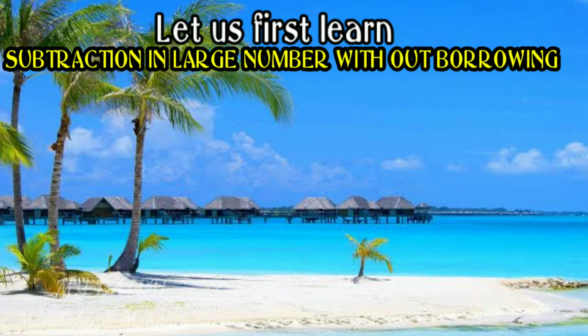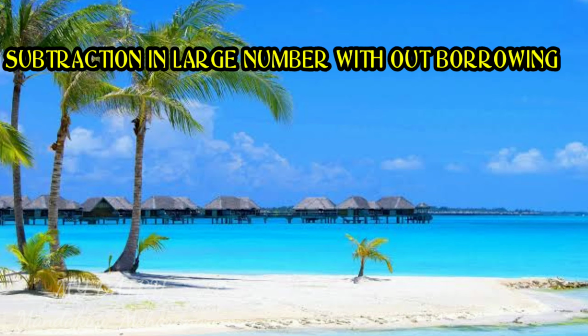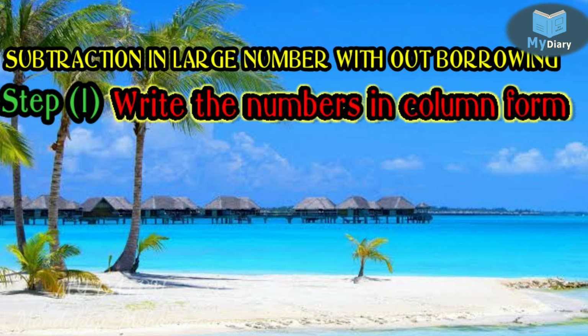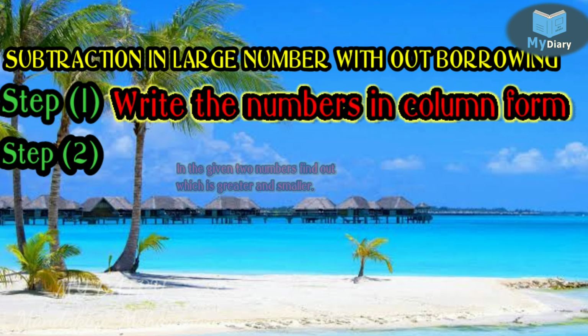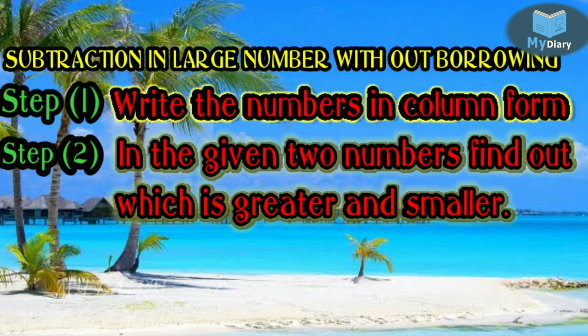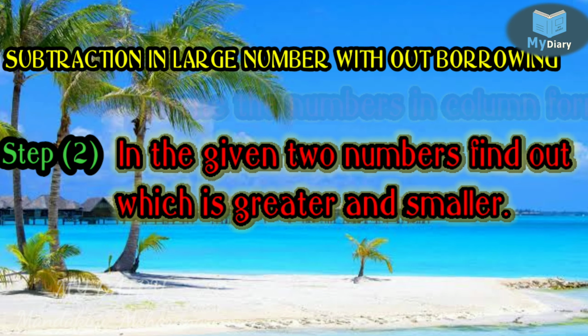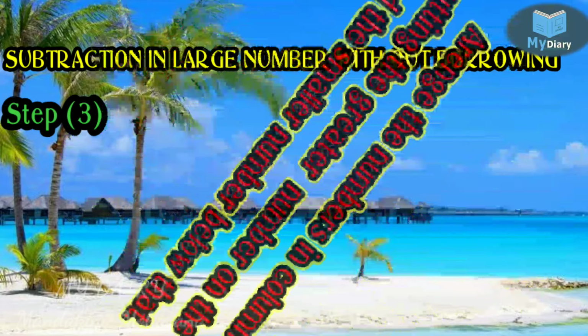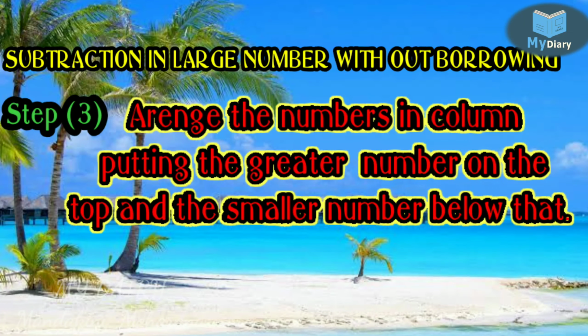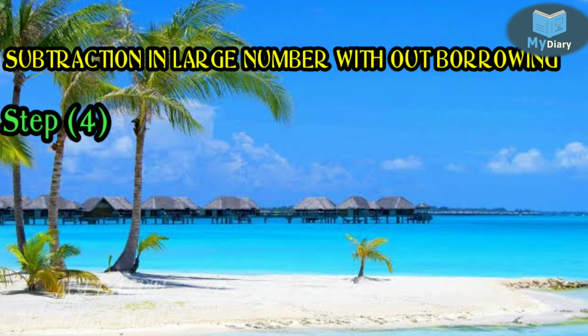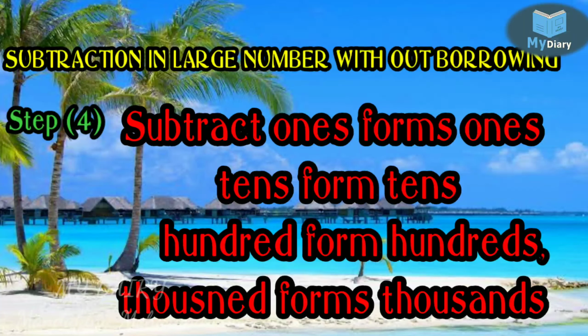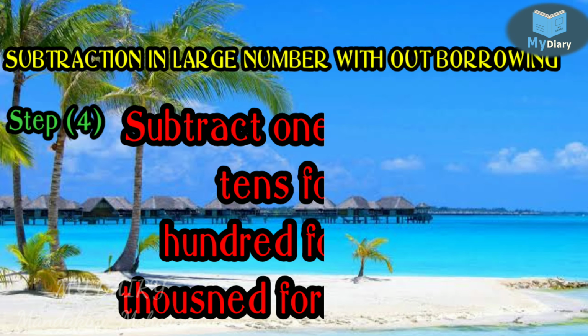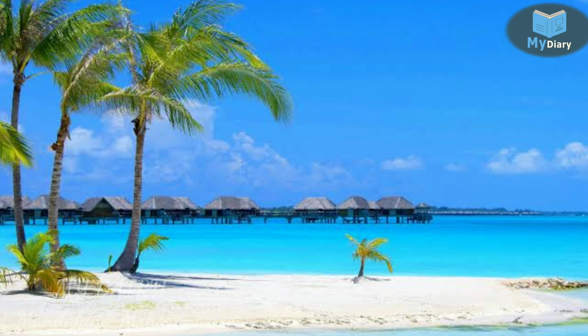Let us first learn subtraction in large numbers without borrowing. Step 1. Write the numbers in column form. Step 2. In the given two numbers, find out which is greater and which is smaller. Step 3. Arrange numbers in a column, putting the greater number on the top and the smaller number below that. Step 4. Subtract ones from ones, tens from tens, hundreds from hundreds, thousands from thousands, and so on.